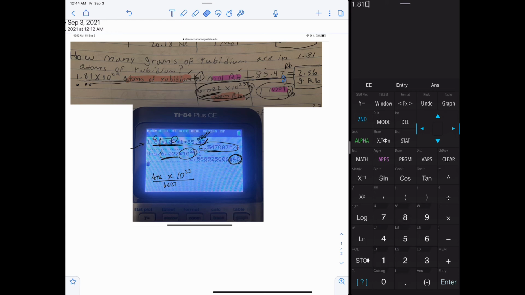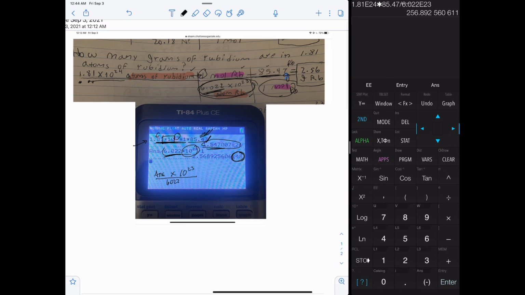When this goes in the calculator, you can do 1.81, then the E key, and then 24, times 1, times 85.47, divided by 6.022, E key, 23. And so that gives me 256. Notice that it's 0.8, so the 8 will round the 6 up. Don't look any further than the 8. So that's actually 257 grams. And if it was asking for it in scientific notation, it would be 2.57 times 10 to the 2 grams. But don't do that unless the problem asks for it in scientific notation.